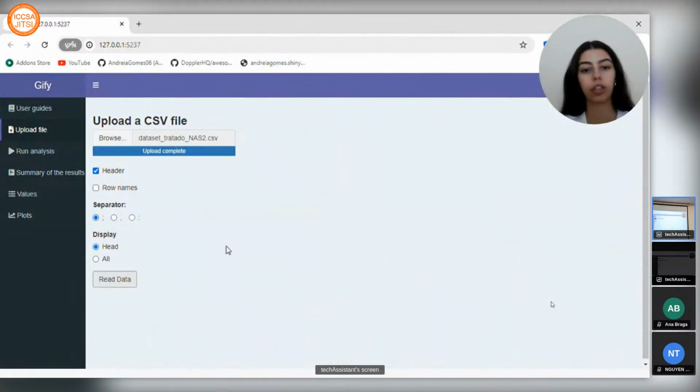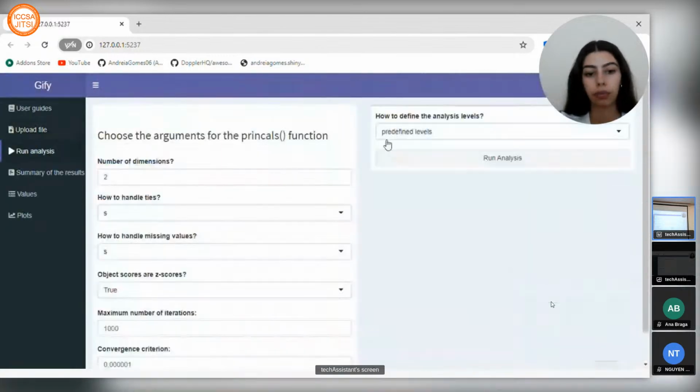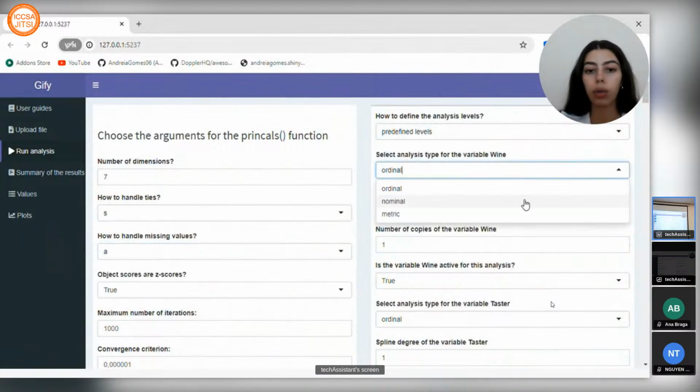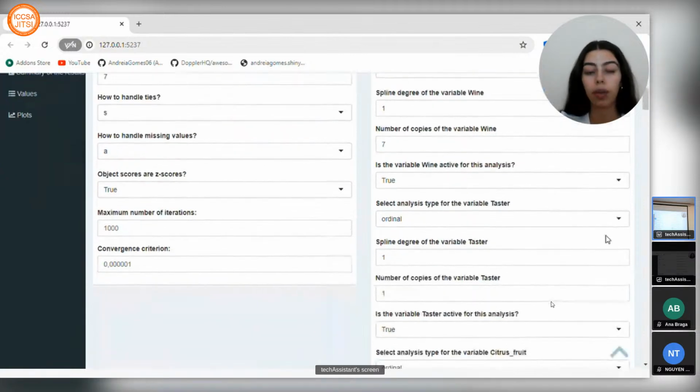In the upload file section, the user is prompted to upload the data file. The Run Analysis tab allows the user to set the analysis parameters. The parameters in the left column are fixed, while the parameters in the right column only appear after uploading the data file. In this case, the first question allows the user to choose what type of analysis they want to perform, similar to what happened in the original function.